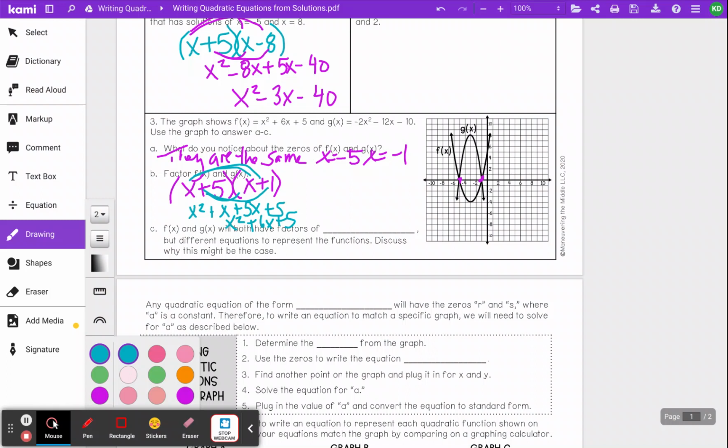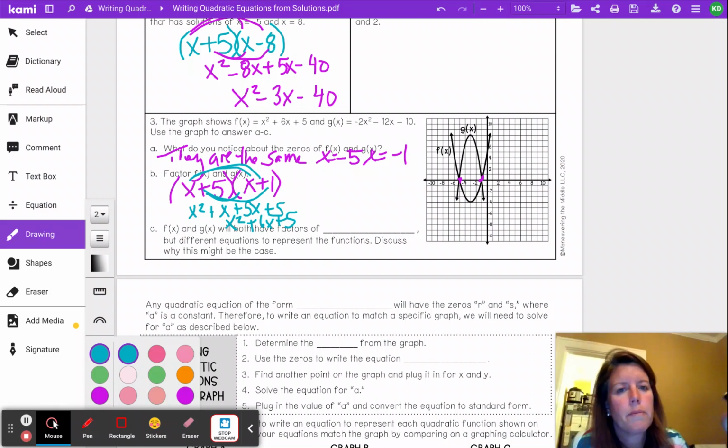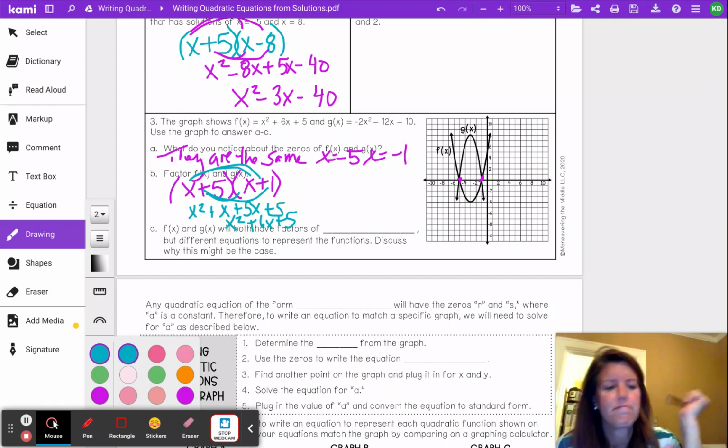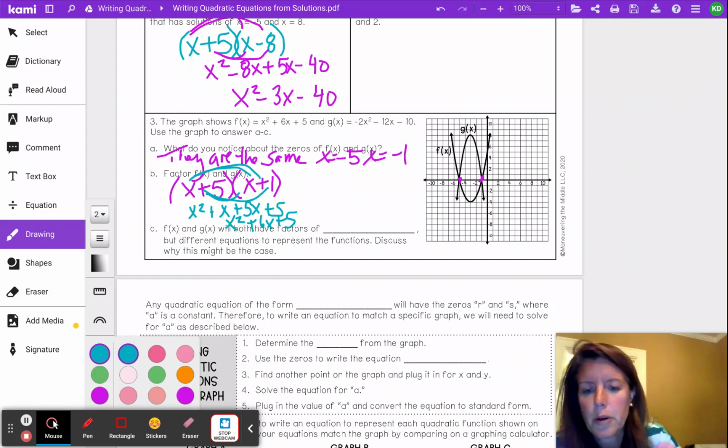So, what I want you, okay, so I don't like this one because it really doesn't, what's the word? Kind of teach you how to do, or it kind of, back up. Okay.